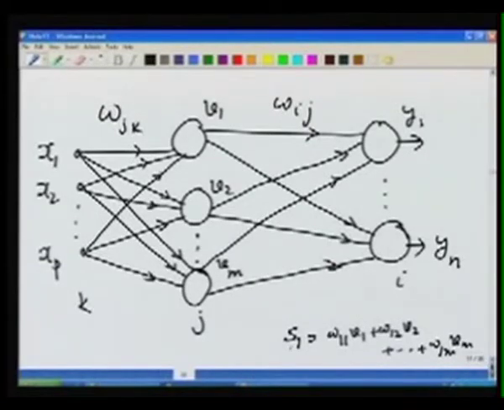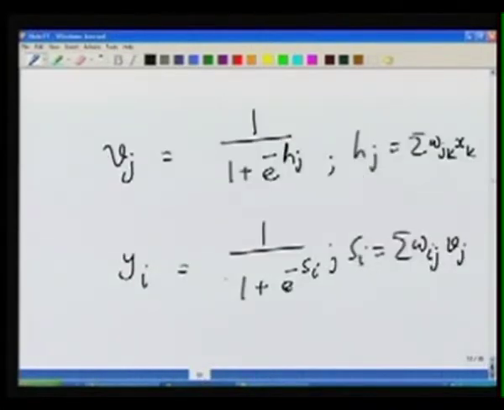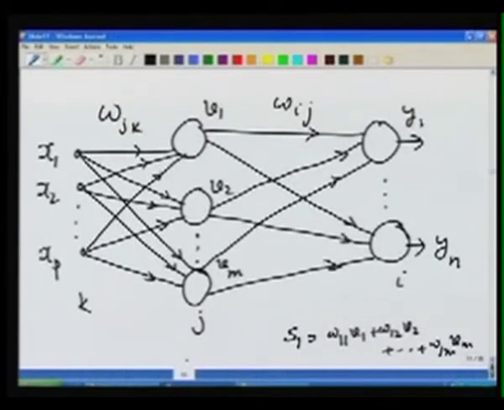Once you compute S1, the next stage is y1. y1 is 1 upon 1 plus e to the power minus S1. This is a sigmoidal activation function. So, we are done with how to compute y1 to yn given x1, x2, xp using forward propagation.